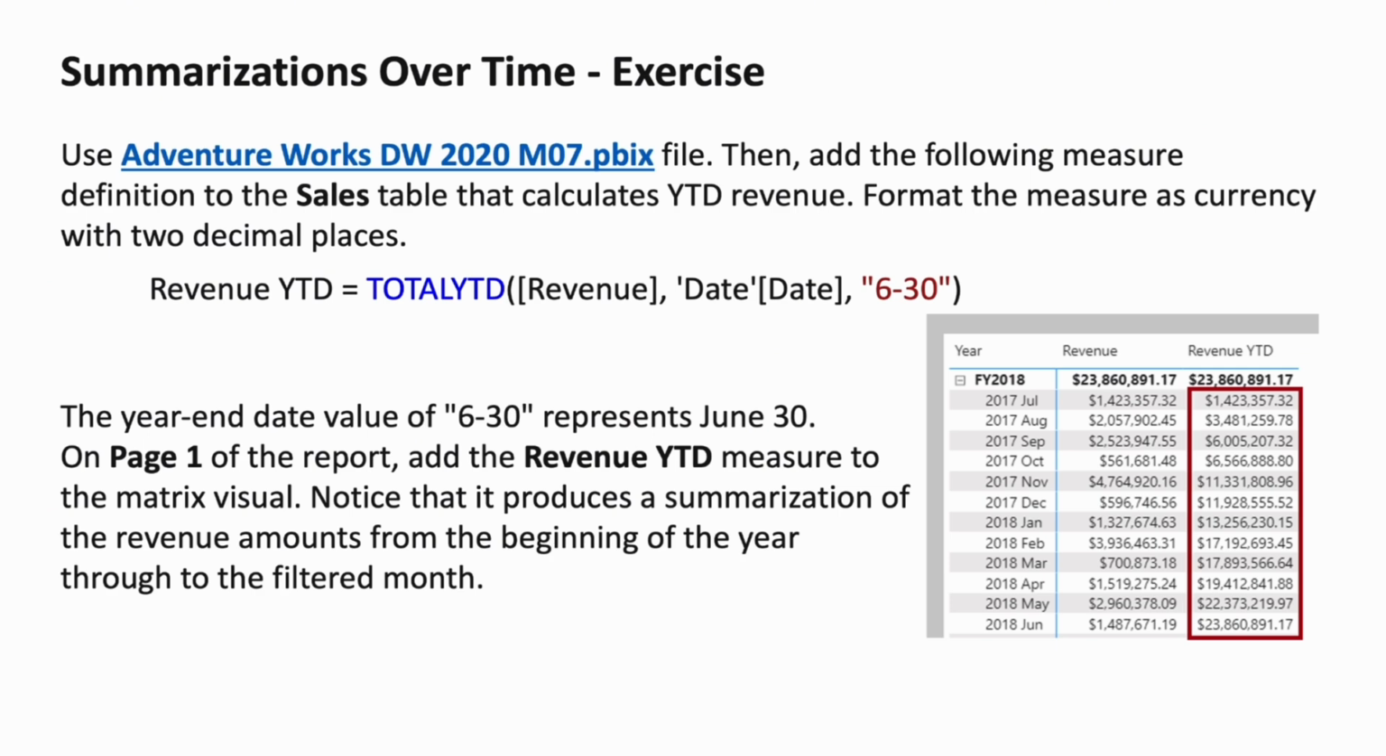Using the AdventureWorks DW 2020 M07 file, add a measure to the Sales table that calculates YTD revenue. Format the measure as currency with 2 decimal places. The year-end date of 6/30 represents June 30. Add the Revenue YTD measure to a matrix visual on page 1 of the report. The screenshot shows the resulting summarization in the matrix.